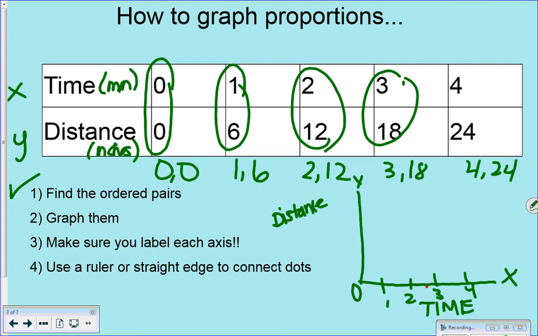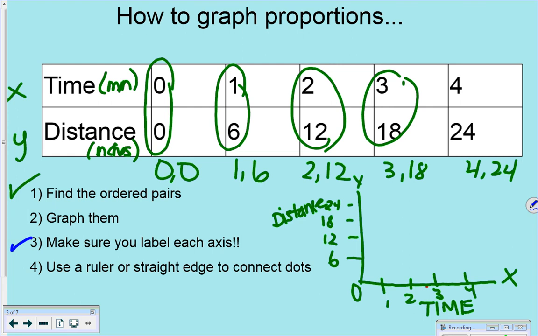Now my distance, what do you think I can do on my side here? What can I go up by? I could go up by 6's, because what happens here? It goes up by 6's, right? Okay, so let's go up by 6's. 6, 12, 18, 24. Okay. Perfect. I just started my graph. So, okay, I'm kind of done with number 2. Actually, we're done with number 3. We labeled our axes already, so we're good there.